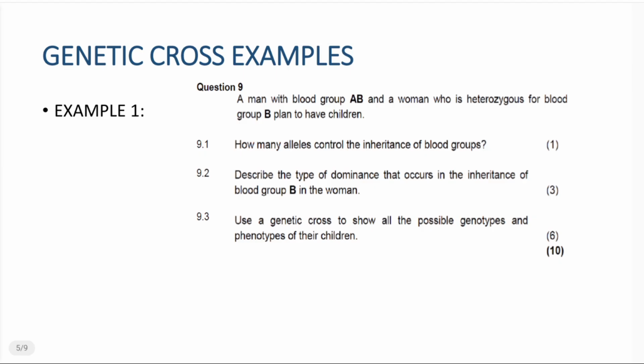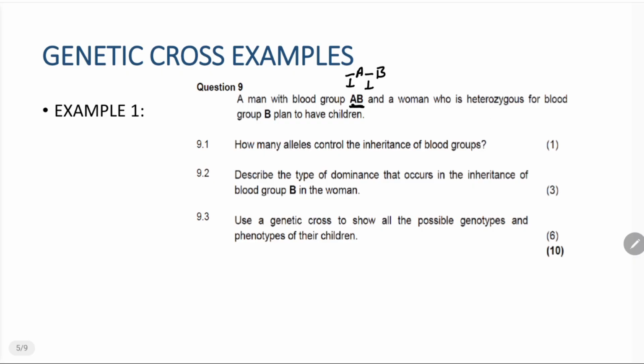Let's continue. Now let's do examples that involve blood groups. Here it says that a man with blood group AB. We know that the inheritance of blood group AB is an example of codominance. The allele for blood group A and the allele for blood group B are equally dominant. So we know that the genotype of this man is going to be capital I to the exponent of capital A, capital I to the exponent of capital B. That is the only possible genotype for a person with blood group AB, right?